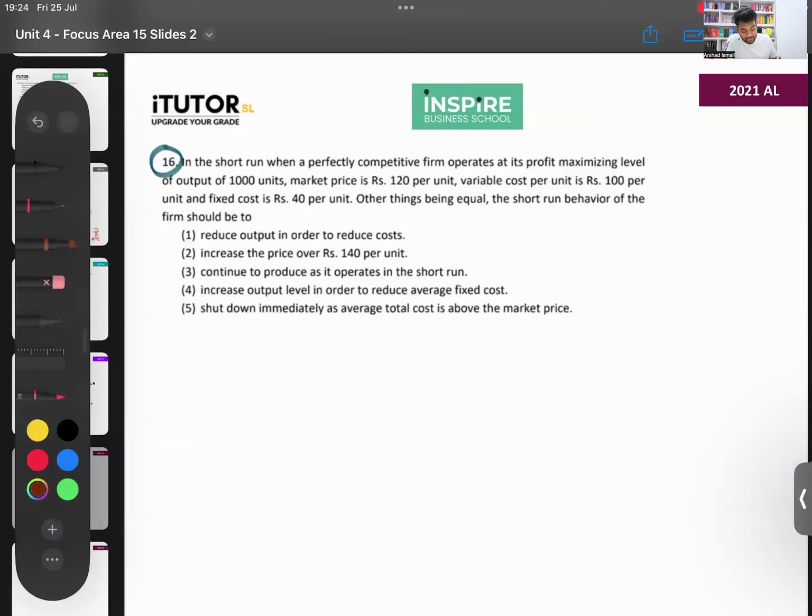The first thing you have to check is, are they at least covering their variable cost? Can you all check and tell me that? Is the price greater than the average variable cost? Here the price is 120. How much is the average variable cost? Variable cost per unit is 100. Okay. So then what should the firm do? They have to continue production. Shutting down is not an option for them.